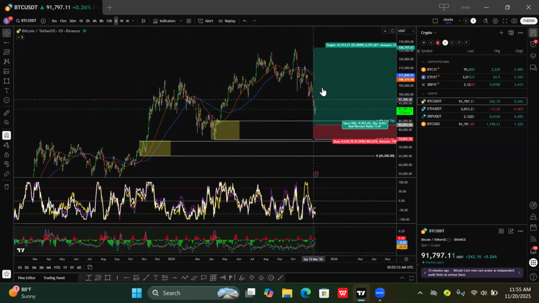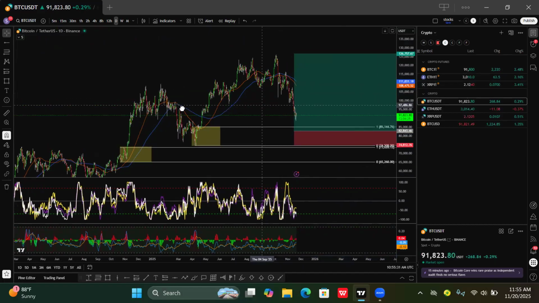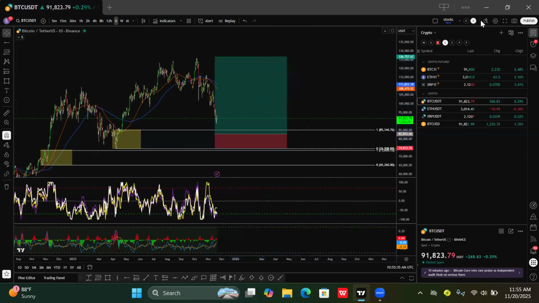So that's it for the Bitcoin analysis. If you want to be more aggressive, you can look for 5 to 1s, but this should be nice. Very nice level to buy Bitcoin. So that's it for today.